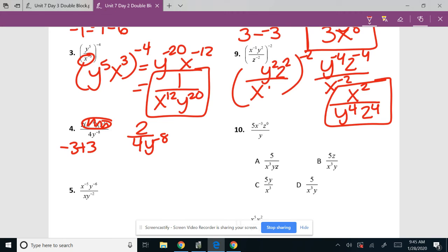Number 10, you have a z0, so that gets crossed out. So all you have to do for number 10 is figure out, hey, who has the negative exponent? And then I need to move it. So if it's at the top, I need to move it to the bottom. If it was at the bottom, I need to move it to the top. So all you're doing is looking for the negative exponent and moving it to make it positive. It's the exact same thing you're doing for number 4.